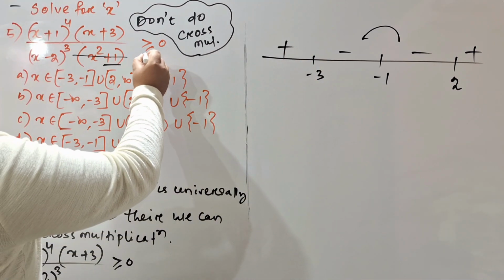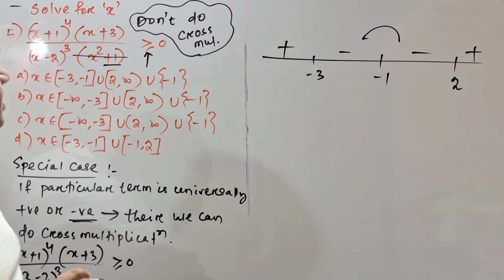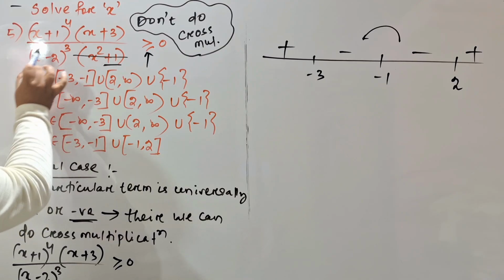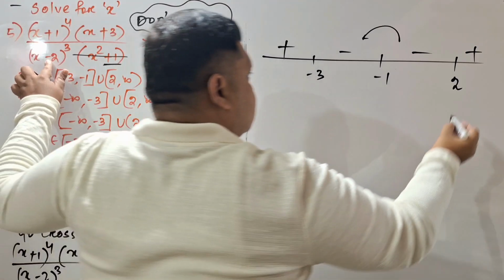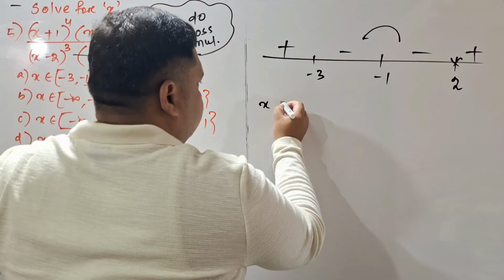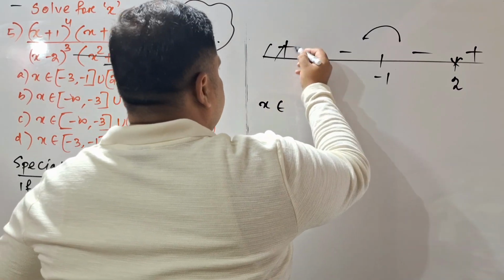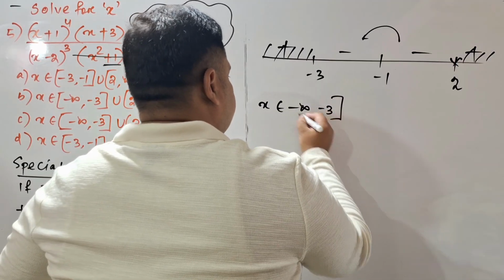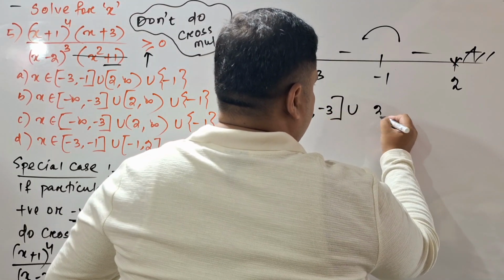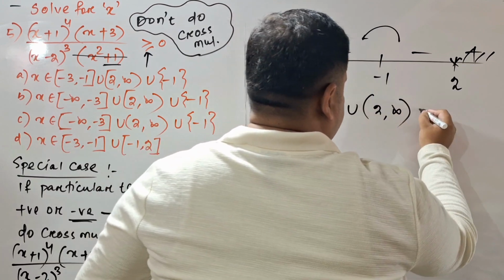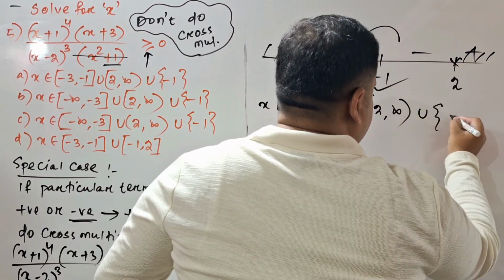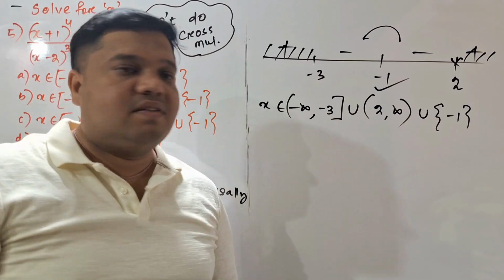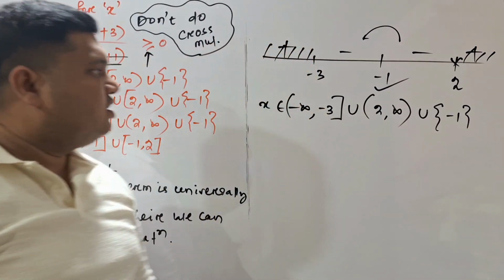Which region I have to select? Greater than equal to means positive region. And equal to symbol means consider all critical points except a critical point present at the denominator. This 2 I will not consider. So my answer is x belongs to which region I have to select? Positive region. So my answer is x belongs to minus infinity to minus 3 close bracket union 2 to infinity. This is open bracket, this is open bracket. Union this minus 1 also I have to consider. This is a single value function. Already solved how to handle or how to select the single value function, within the curly bracket you have to write. So which option is correct?